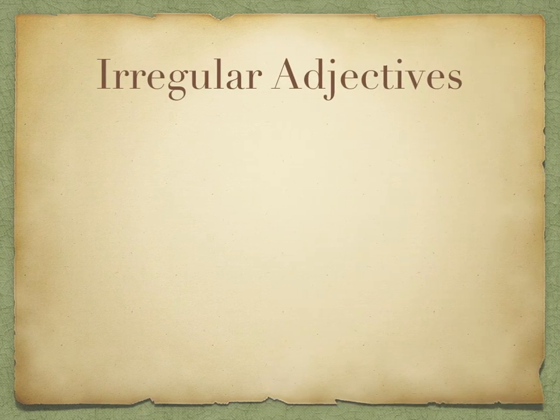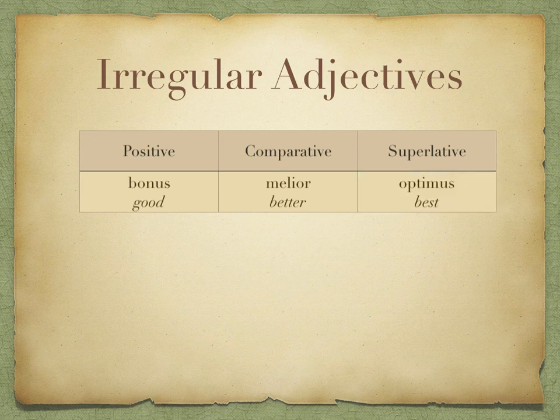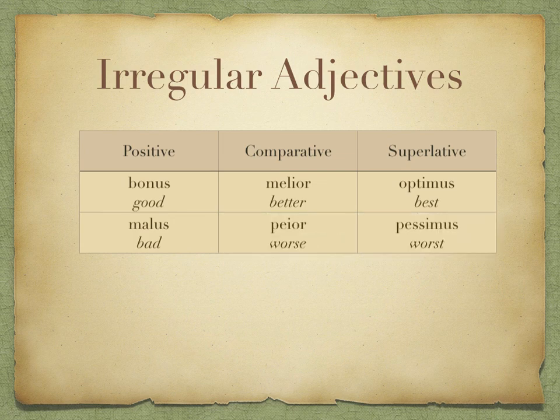There are a few adjectives which are irregular, and so they do not follow this pattern. These ones you need to note down and be able to recognize them in context. These are also irregular in English. Bonos means good, and just like in English how we don't say gooder, we say melior in Latin, and then optimus, for the best or excellent. Malos, bad, goes to peor for worse, and pessimos for the worst.